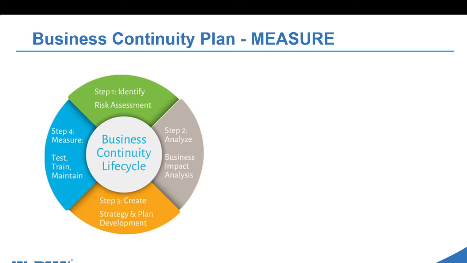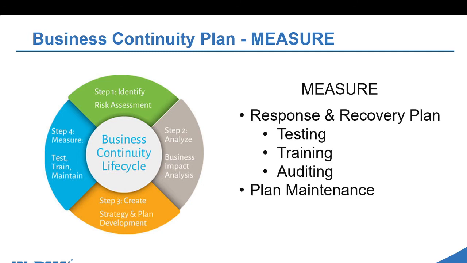In the final step, we measure effectiveness by ensuring that our strategies work. And to do that, we need to conduct regular, realistic exercises or tests. We also need to make sure all team participants are trained on their roles in the business continuity plan. Since our business and critical elements are constantly changing, it's important that the business continuity plan is audited and updated to reflect changes to the environment and threat landscape.